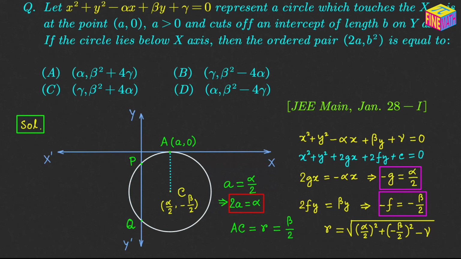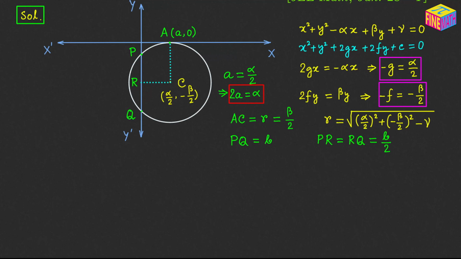The radius of the circle can be noted like this in terms of alpha, beta and gamma. And of course PQ is equal to b, that's given in the question. And if we draw a perpendicular from the center onto that y-intercept, let's suppose that it lands at point R on that chord, PQ as the chord, so that R will be the midpoint of PQ, because we know that the perpendicular bisector of a chord always passes through the center. So in this case I have drawn a perpendicular from center onto the chord, so it would bisect the chord.